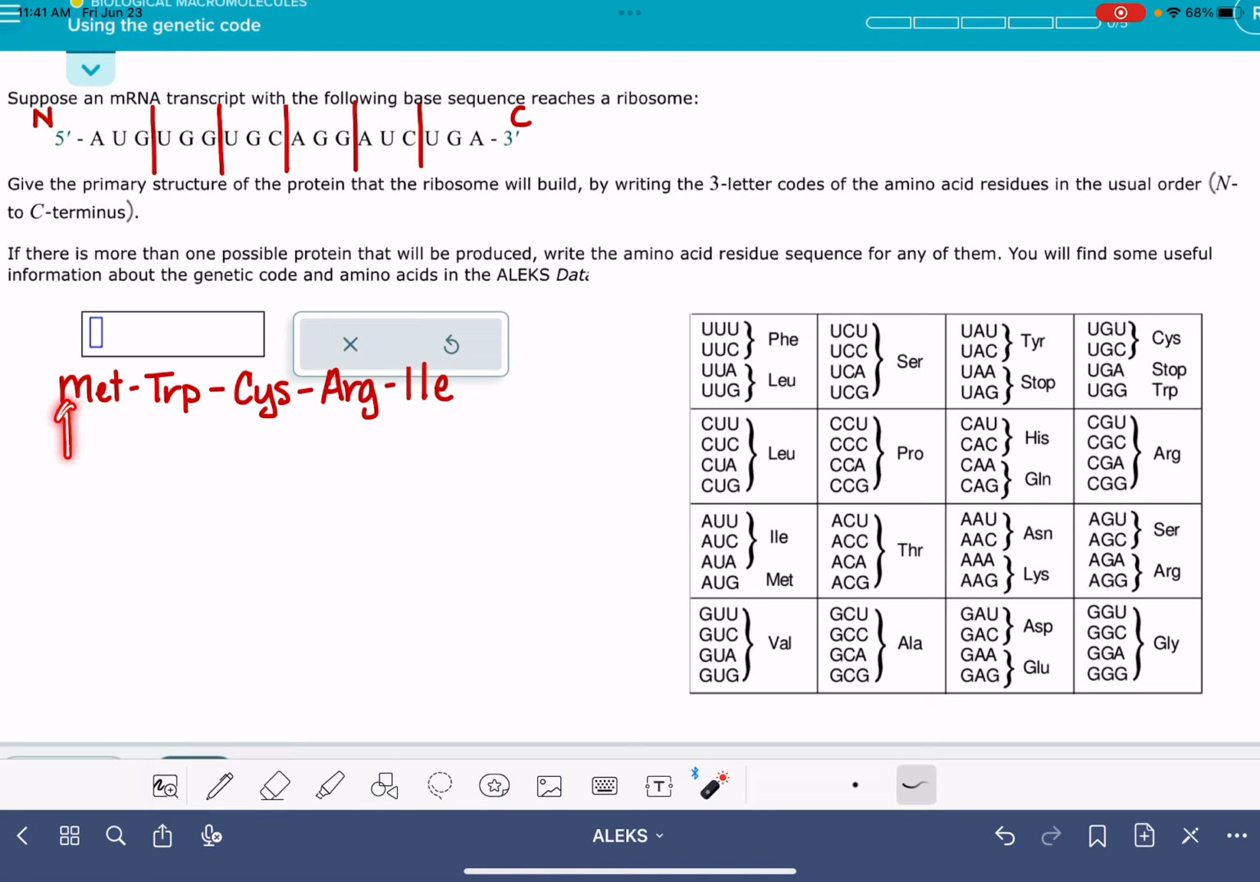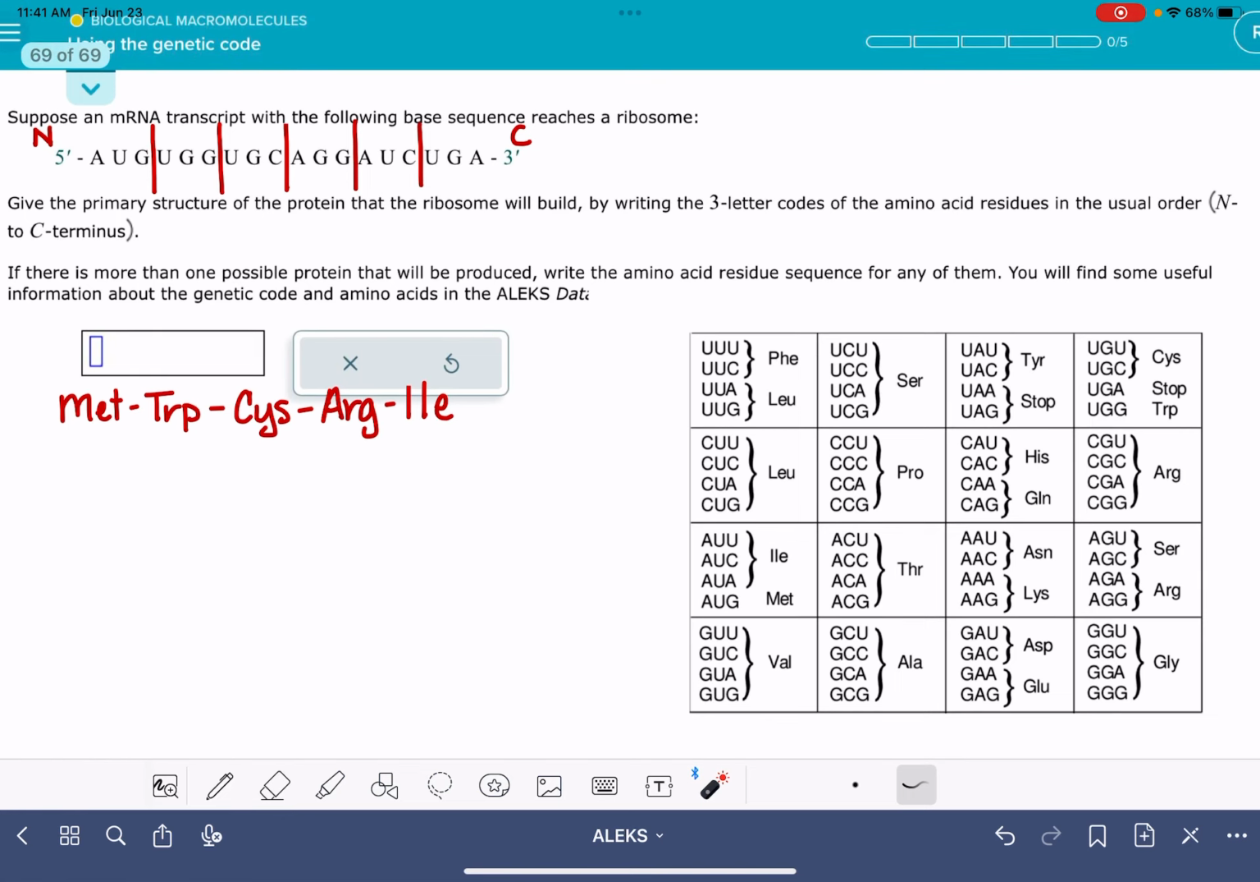Make sure that you're capitalizing the first letter of each of these 3-letter abbreviations. Make sure that there are no spaces in between the dashes and the letters of the amino acids. And you should get this problem correct.